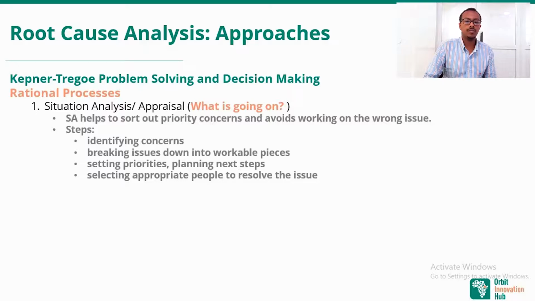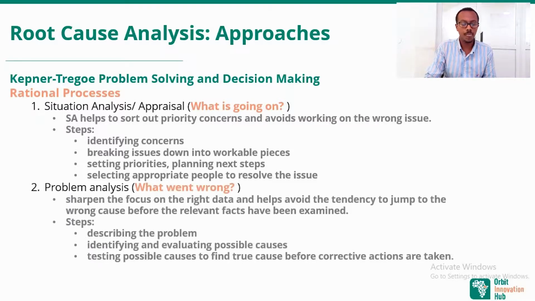Situational appraisal helps us sort out priority concerns and avoid working on the wrong issue. What do we do in order to do this? We identify the concerns, we break down the issues into workable pieces, we set priorities, and we select appropriate people to solve this issue. Problem analysis asks the question, what went wrong, as opposed to situational appraisal, which asks what is going on. This helps sharpen the focus on the right data, and helps avoid the tendency to jump to a wrong cause before relevant factors have been examined.